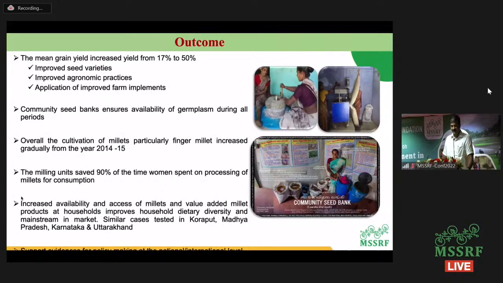These milling units saved up to 90% of women's time spent on processing millets for consumption. And we interviewed some old women, and they clearly narrated how these processing units reduced the time in processing those millets. And this increasing availability, this point I have already explained, making better access to these millets resulted in better diet diversity at the household level. And we have tested such things in other areas like Koraput, Madhya Pradesh, Karnataka, and Uttarakhand. And we got a positive response in all these states.